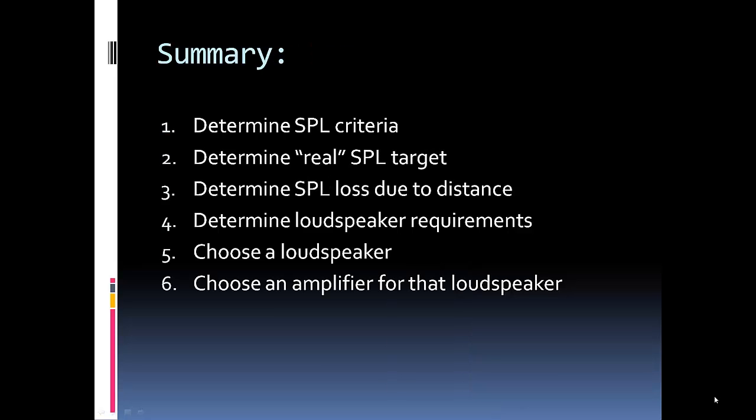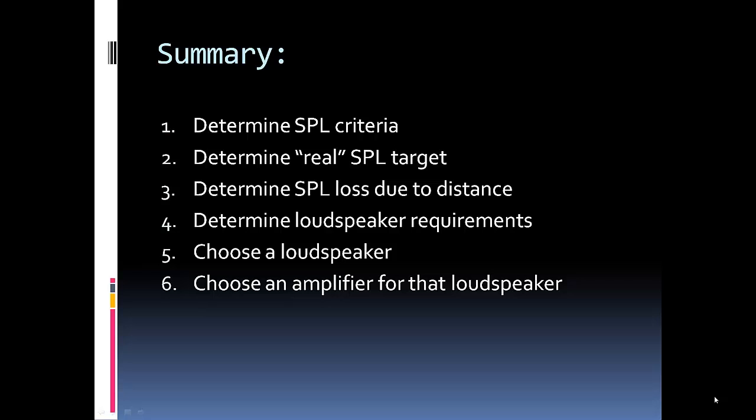Okay, so now that we know what crest factor is, now we can apply that during our 6-step process for determining loudspeaker and amplifier requirements for our sound system. So there are 6 steps. The first step is determining the sound pressure level criteria. And what that is, of course, is the sound pressure level that you need to deliver to your audience or to the seating area. Step 2 is determining the real dB SPL target, and we'll talk about that when we get to step 2. It has to do with crest factor.